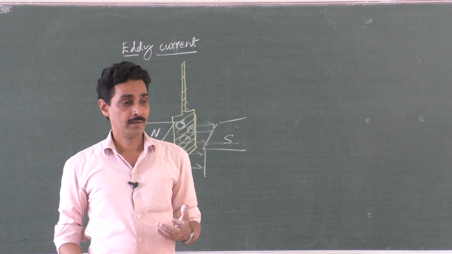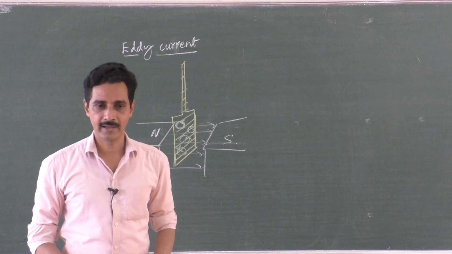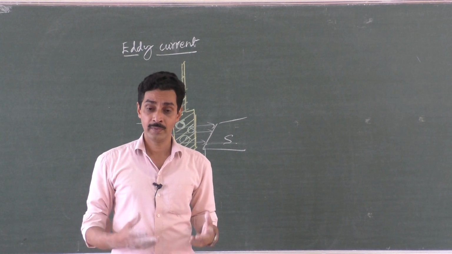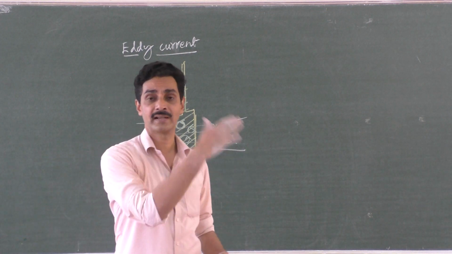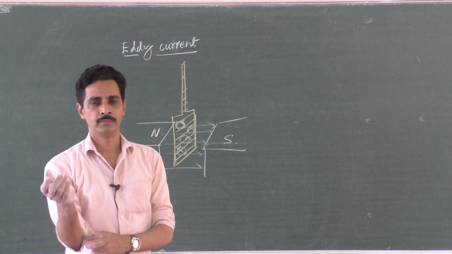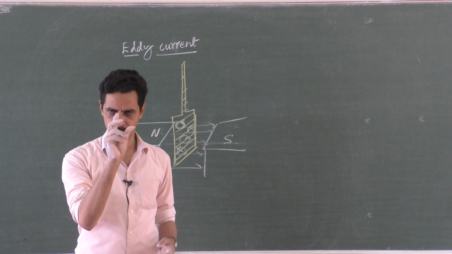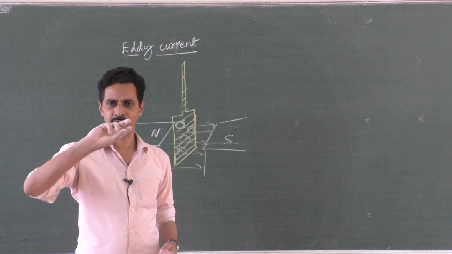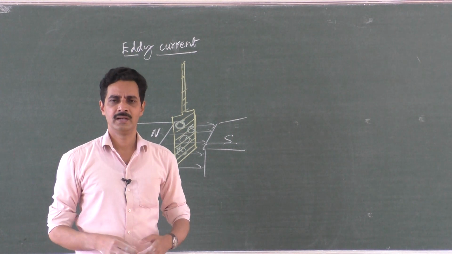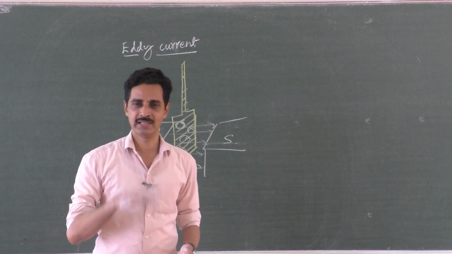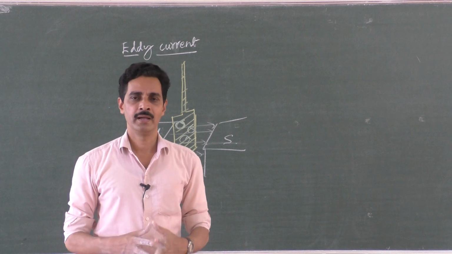So what do you mean by eddy current? The small loops of current produced in a metal when that mass of metal is moved in a magnetic field, that is called eddy current. The small circular current loops produced inside a metal when it is moved in a magnetic field are called eddy currents.